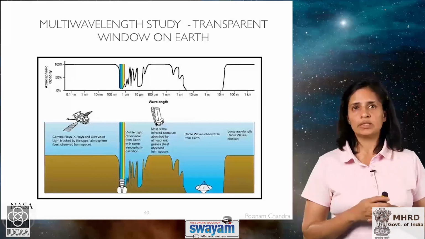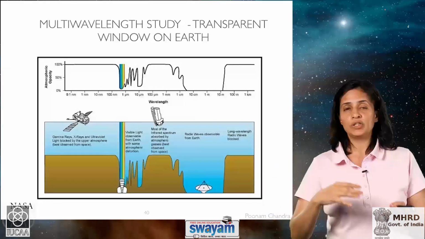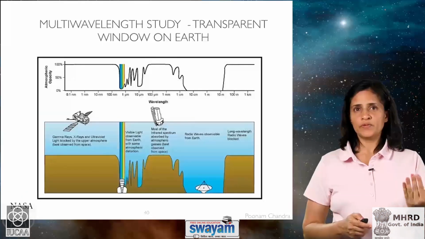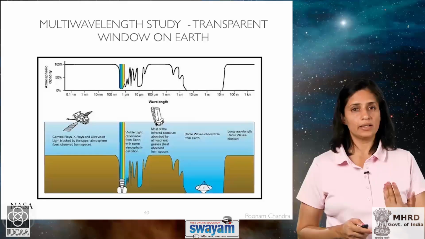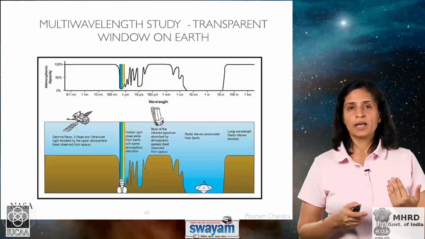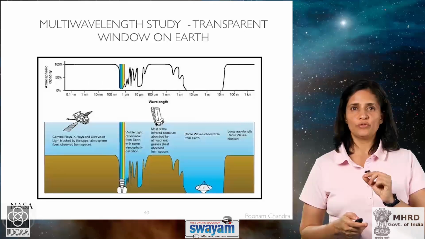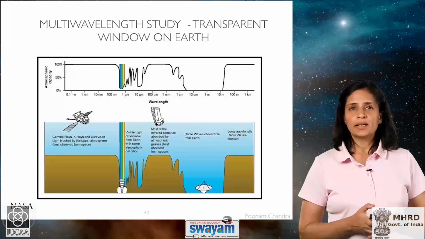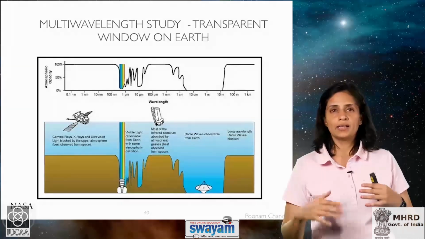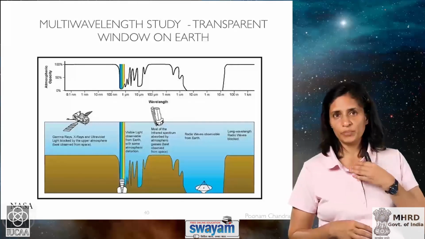Similarly, we try to understand these objects with multiple wave bands, or photons in different energies, different frequencies, different wavelengths. The fact is that not everything can be observed on Earth. If we have to study in, say, gamma rays or x-rays, we have to go beyond Earth's atmosphere, because Earth's atmosphere absorbs this radiation. It is only a window of optical and a window of radio which you can see in this plot. Those are the telescopes which we can have on Earth, and the rest of the telescopes we have to put in satellites beyond Earth's atmosphere.